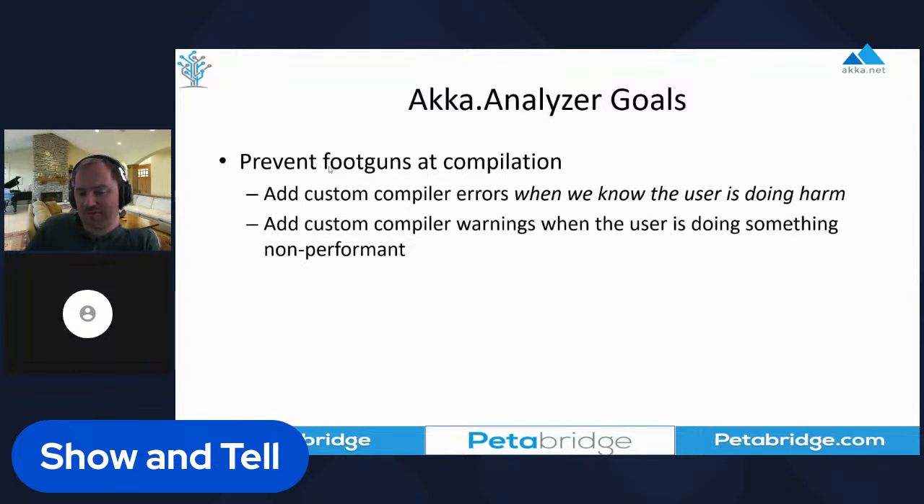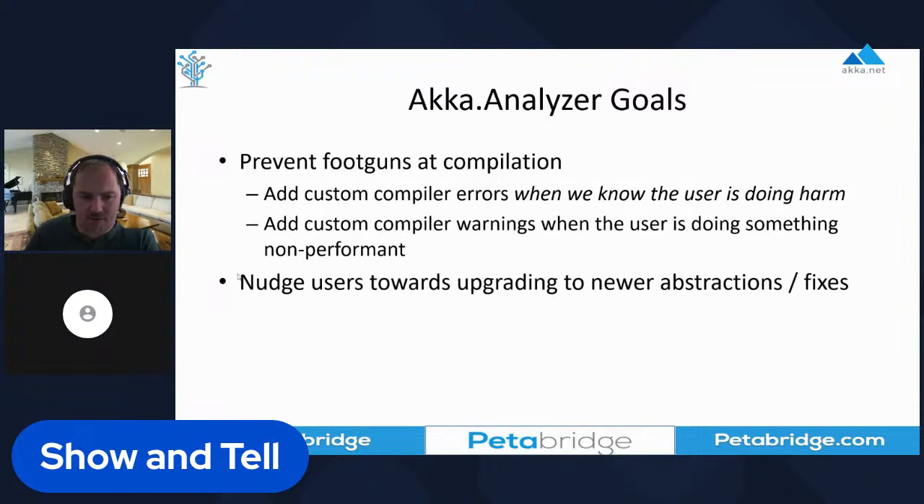But if the user is doing something that's merely inefficient, we can go ahead and add a warning. That's an analyzer rule around detecting when users are trying to handle messages that are already handled automatically by Akka.net. That's a good example of, let's say, a performance warning that we might include.